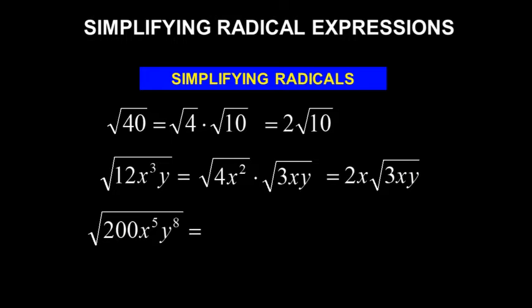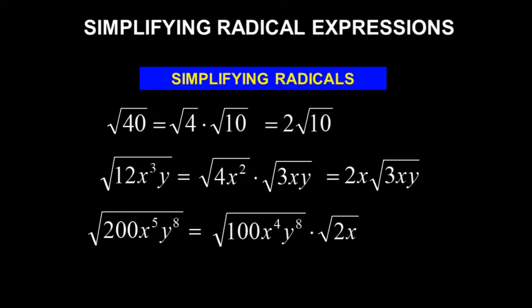Another example, the square root of 200x raised to 5 y raised to 8. Can you find a perfect square factor of 200? Yes, we have 100. What is the perfect square factor of x raised to 5? That is x raised to 4. Y raised to 8? That's a perfect square factor.